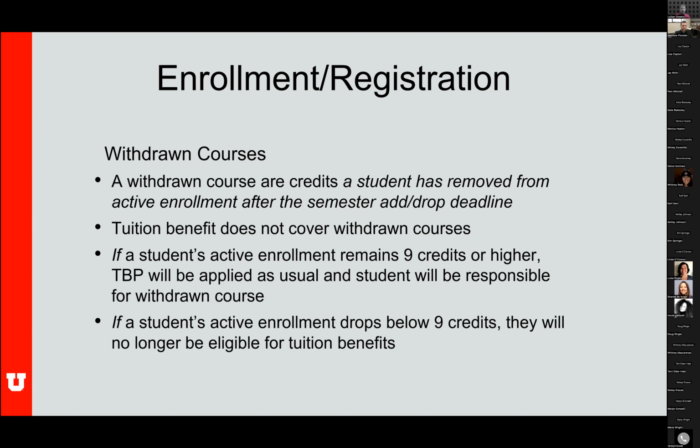If they're at 12 credits and they withdraw down to 9, okay, their TB is probably not going to be affected. They're just going to have to pay for the withdrawn course. However, if they're at 9 credits and withdraw down to 6, well, they're no longer meeting the minimum enrollment requirement. All of their tuition benefit is going to go away.